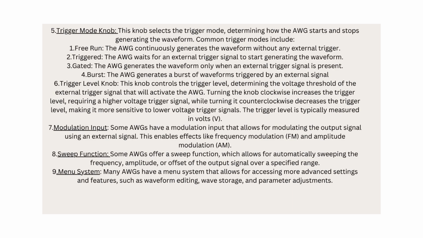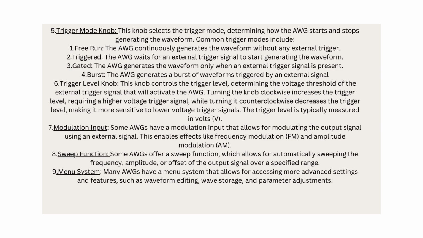So what is the trigger level knob? This knob controls the trigger level, determining the voltage threshold of the external trigger signal that will activate the AWG. Turning the knob clockwise increases the trigger level, requiring a higher voltage trigger signal. Next, modulation input. Some AWGs have a modulation input that allows for modulating the output signal using an external signal. This enables effects like frequency modulation and amplitude modulation.